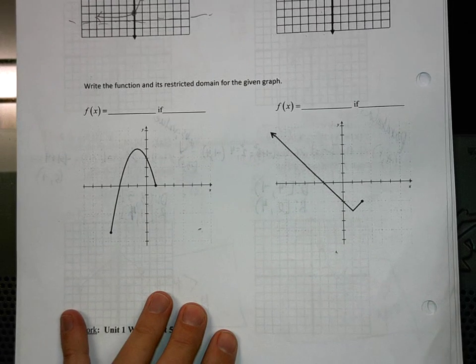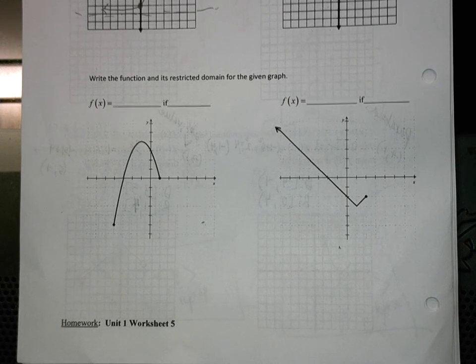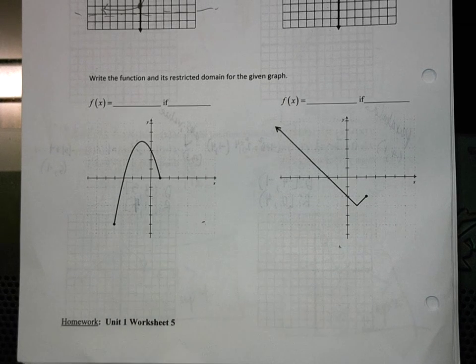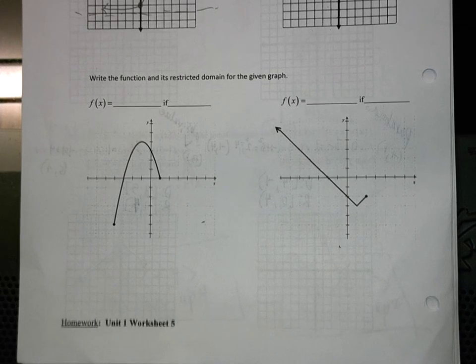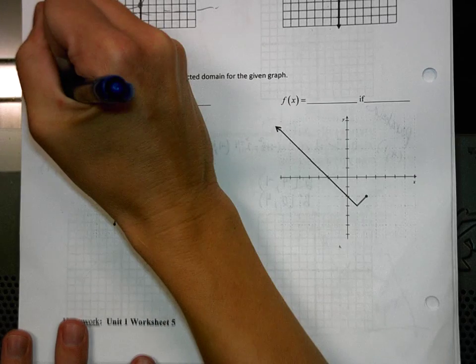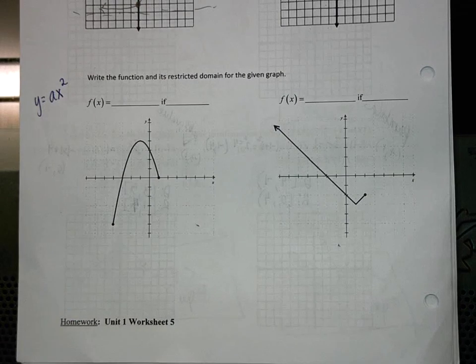So now it's the working backwards. It says write the function and its restricted domain for the given graphs. First of all, what type of graph is this? It's a parabola. Good. And parabolas are in the form y equals ax squared, correct? Okay.